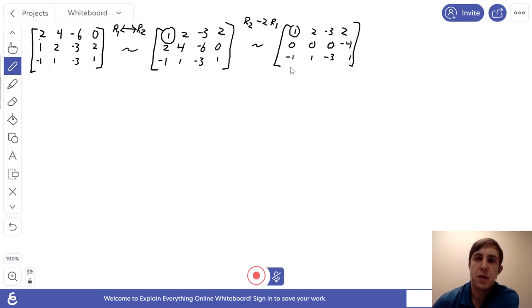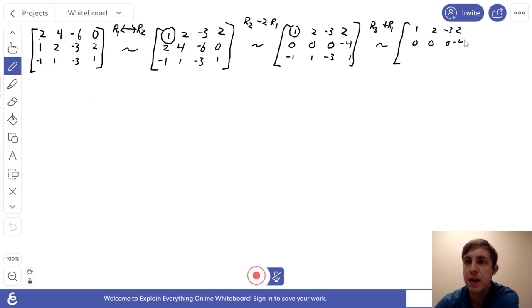Okay. Our first column is almost done. We just need to get that negative 1 in the bottom left to be a 0 as well. So we can take row 3 and we can add row 1 to it. So this will turn into, our first 2 rows will stay the same, 1, 2, negative 3, 2. Our second row, still 0, 0, 0, negative 4. Circle that pivot. Now the bottom row, we're just going to add, so we get 0, 3, negative 6, and 3.